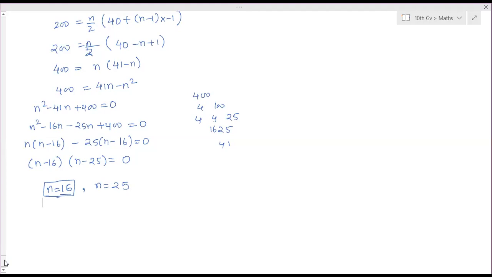Between 16 and 25. 17th to 25th. So whatever the numbers are there, they become 0. But in this case, that won't happen. The number of logs cannot be negative. So it is still 16 only, where the logs are there.